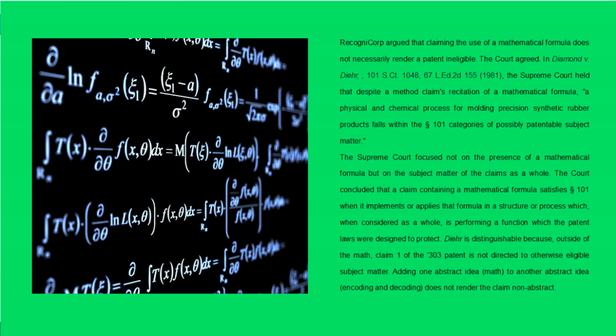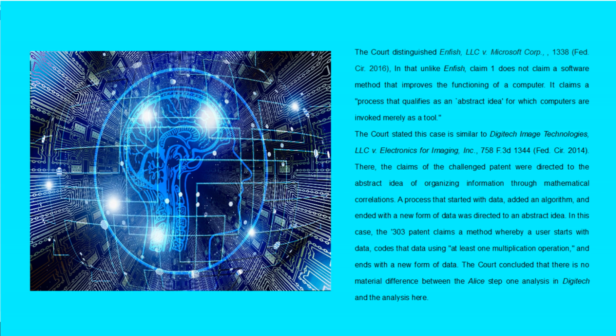Diehr is distinguishable because outside of the math, Claim 1 of the 303 patent is not directed to otherwise eligible subject matter. Adding one abstract idea, math, to another abstract idea, encoding and decoding, does not render the claim non-abstract. The court distinguished Enfish versus Microsoft Corporation in that, unlike Enfish, Claim 1 does not claim a software method that improves the functioning of a computer. It claims a process that qualifies as an abstract idea, for which computers are invoked merely as a tool.